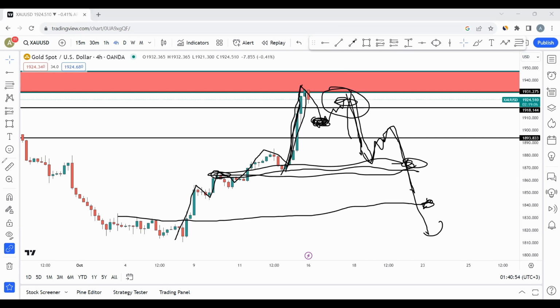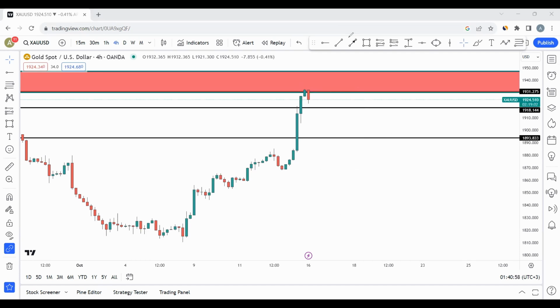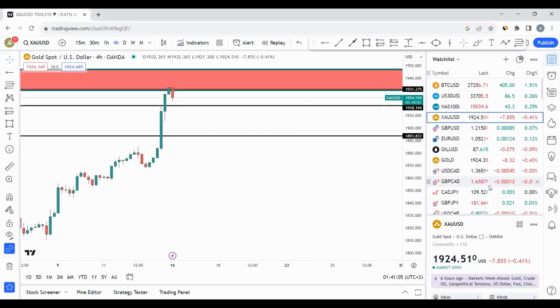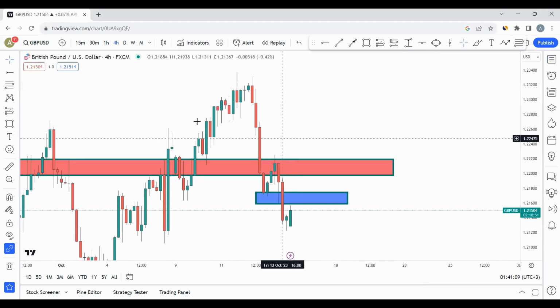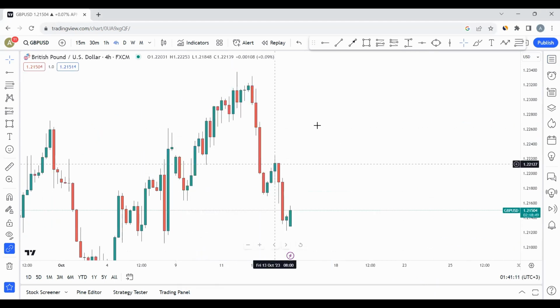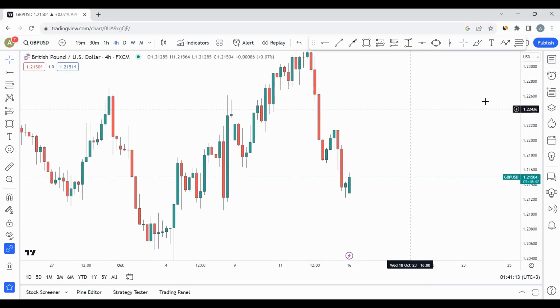Right. Now, let's take another example, which I've been talking about quite a number of times, so that you can understand the concept very well. So let's talk about GBPUSD because they're both dollar related. Let me just remove what I was using. I was using those levels to trade.